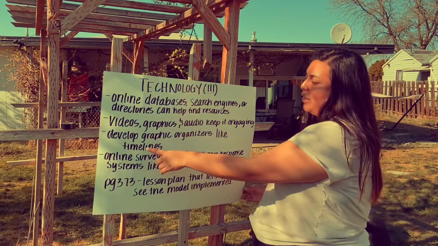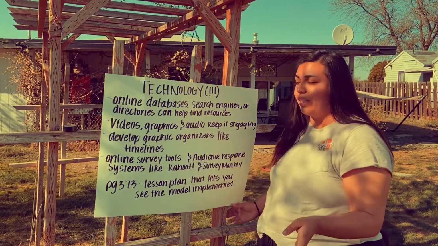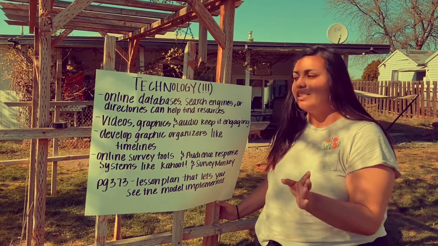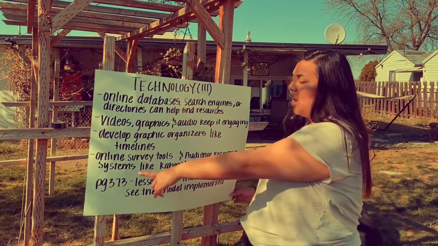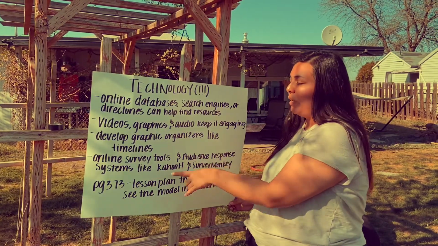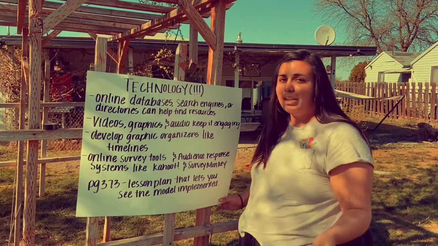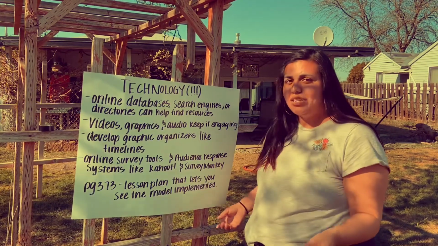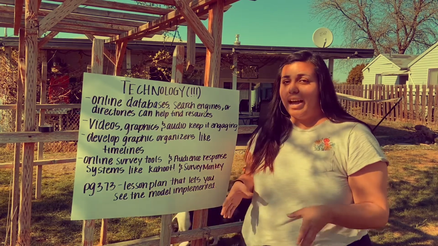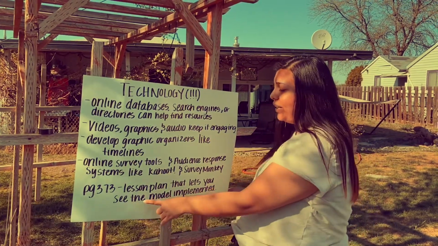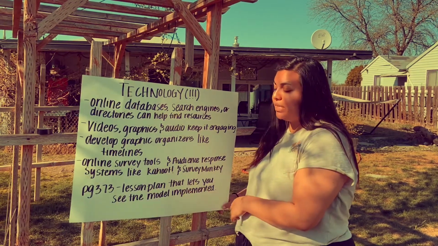And you can also develop graphic organizers online, like timelines. It keeps it very organized and it's easier for the students to interact. You can also use online survey tools and audience response systems. These are things like Kahoot and SurveyMonkey. They are fun and colorful ways to get your students engaged, and you can also gauge where they are in the lesson and what you need to go over again. And on page 373, there's a lesson plan that lets you see this model implemented.